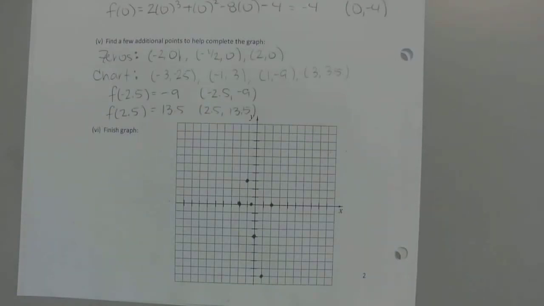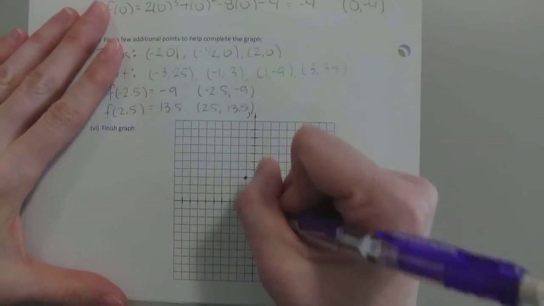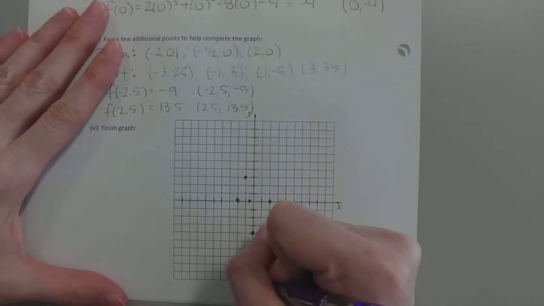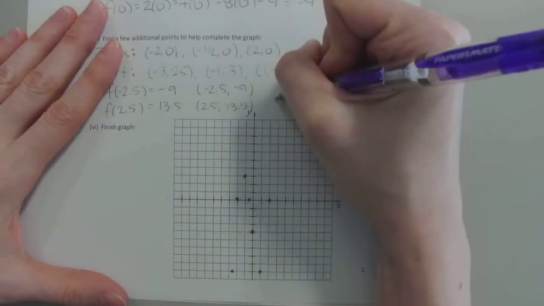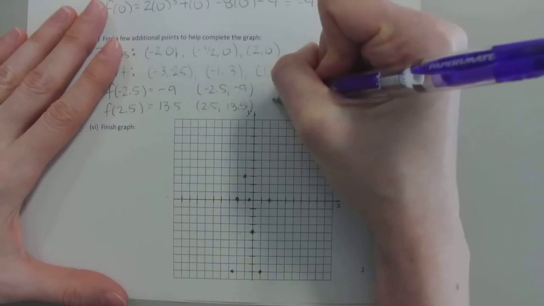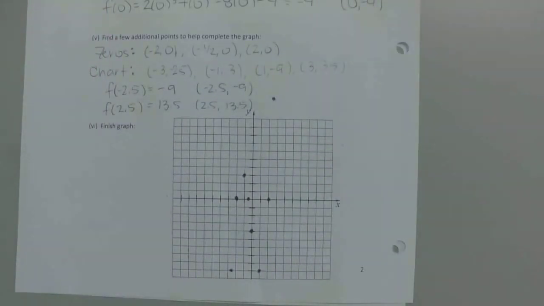Oh, don't forget about this. We have our y-intercept we can plot too, 0, negative 4. Those actually give us a pretty good idea of what's going on, but if you need extra points to graph, you can plot negative 2.5 at negative 9. So 2.5 over all the way down here. And then positive 2.5, we're up here, like three cubes above, you know.